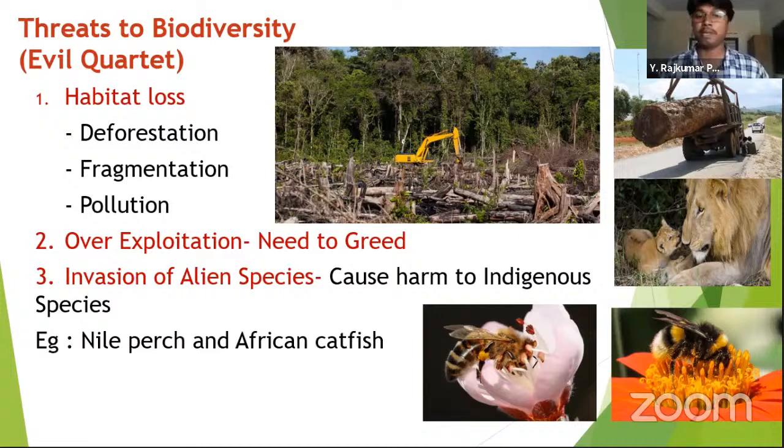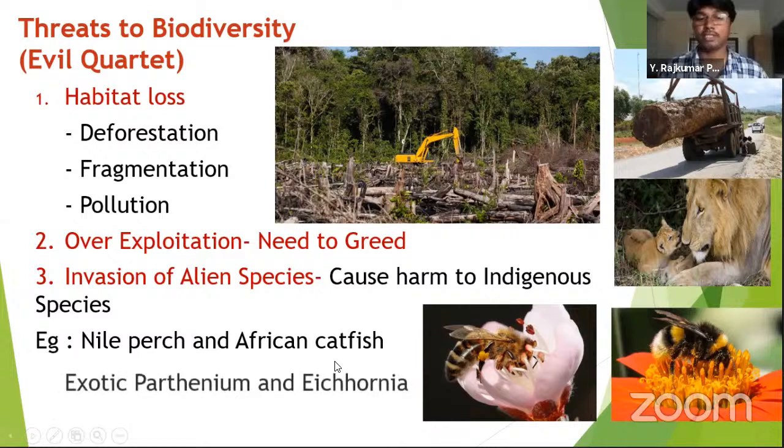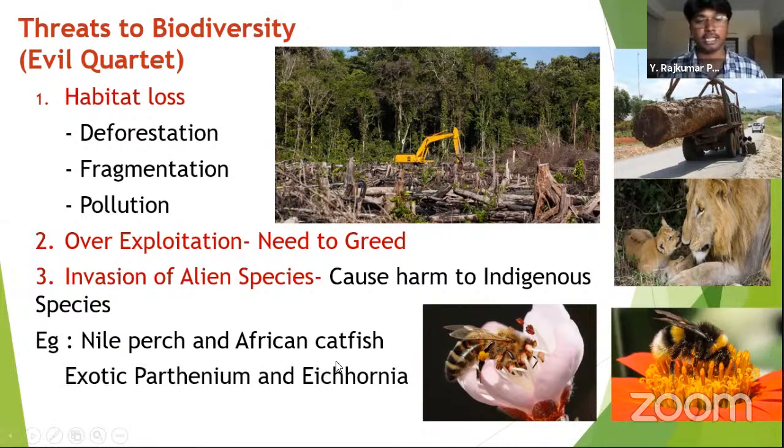For example, the Nile perch. It has caused harm to the African catfish because the Nile perch has preyed on this catfish, so the catfish population has gradually come down. Next, exotic Parthenium and Eichhornia. Parthenium and Eichhornia are both plant varieties.